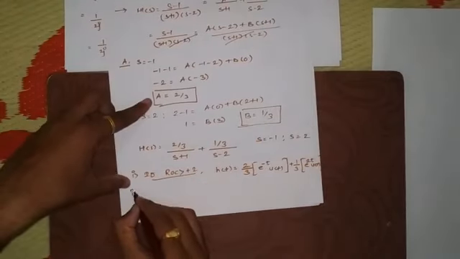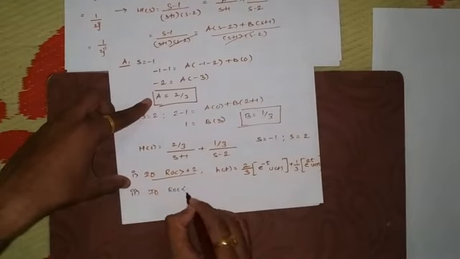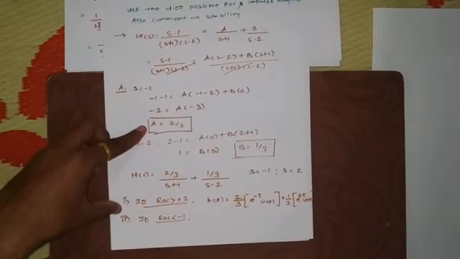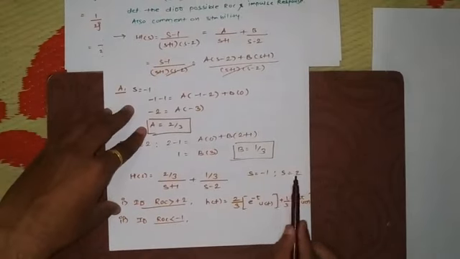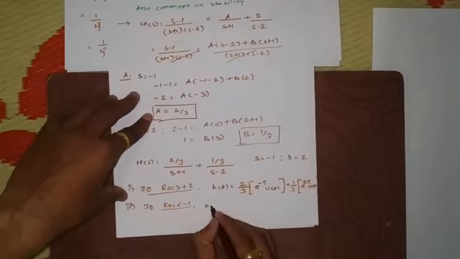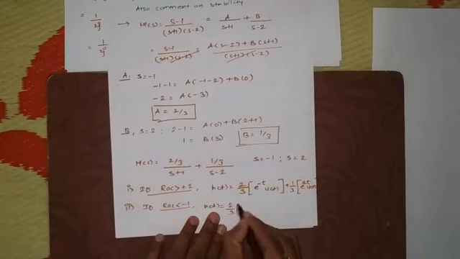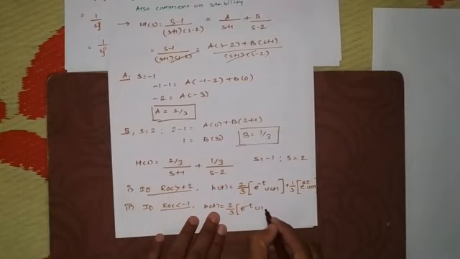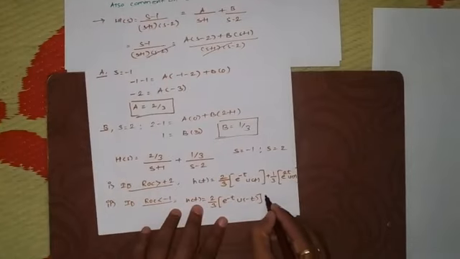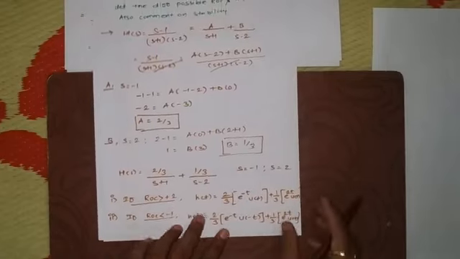Now in second case, second ROC you can write, it may be possible that the signal is left sided. It will be possible when ROC is less than minus 1. Take minimum value from these two. So minus 1 and 2, the minimum is minus 1. So it should be less than minus 1. Signal is going to be left sided. We'll write 2 by 3 e raised to minus t u of minus t plus 1 by 3 e raised to plus 2t into u of minus t. This is the second possibility.